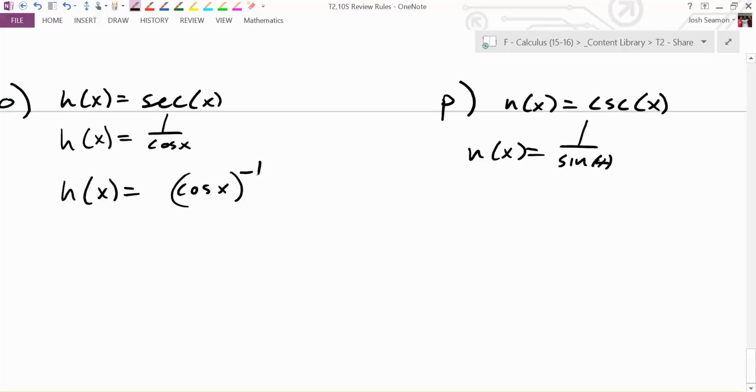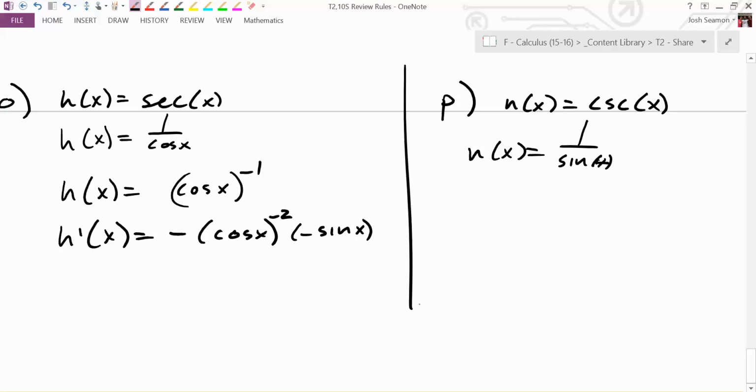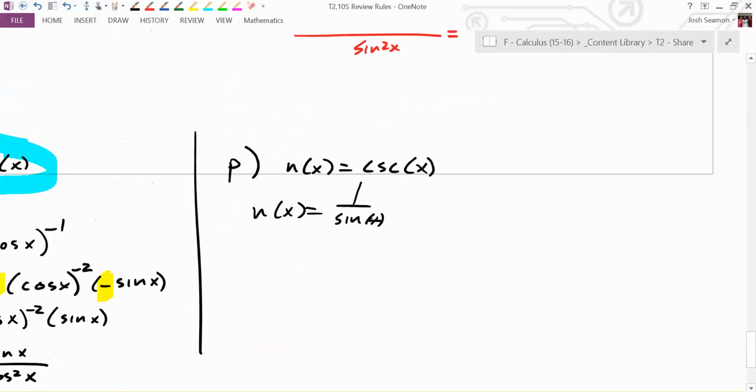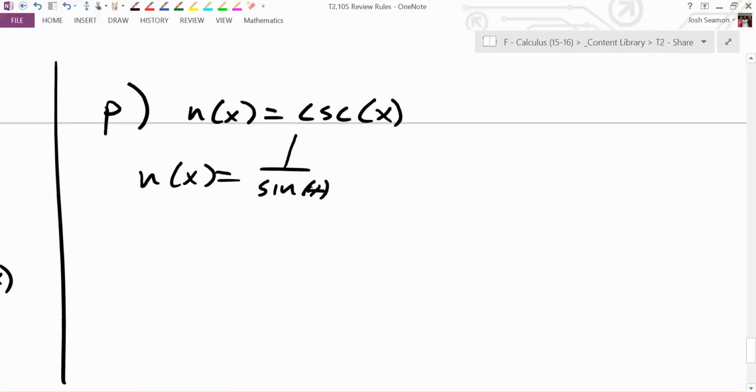Let's just complete it. x to the what power? Negative 1. So what can we do now? Can I differentiate now? Yeah. What can I drop to the front? Negative 1. So h prime of x is going to be negative cosine of x to the what power? Negative 2. And what's the derivative of cosine? Negative sine. Take a look at that one first, everyone. Do the same type of work to this one.